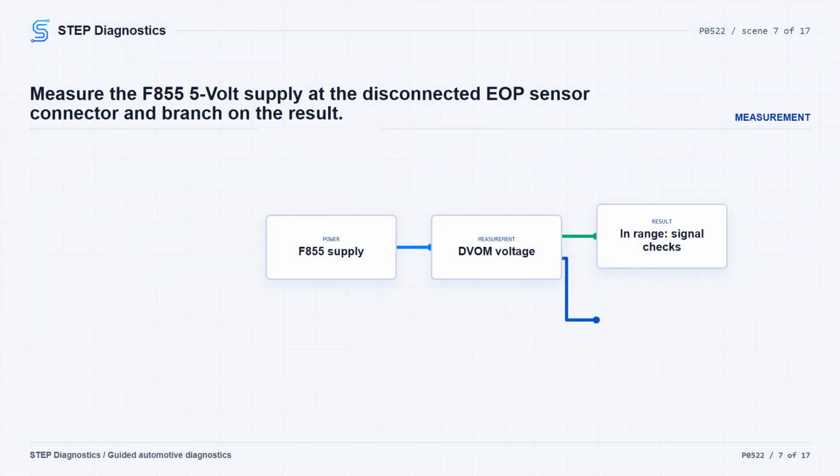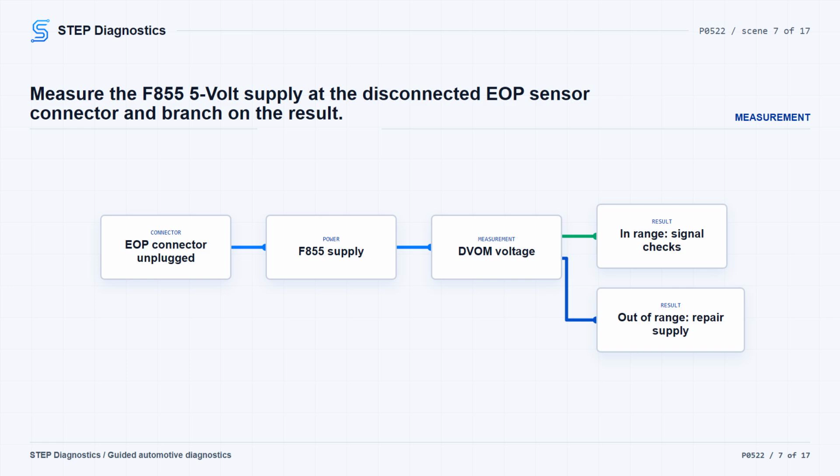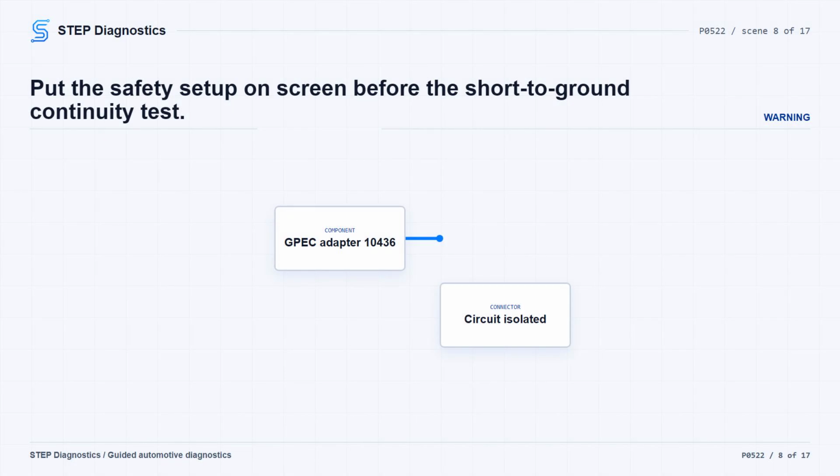With the EOP sensor connector disconnected, measure voltage on the F855 5-volt supply circuit at the sensor connector. The expected range is between 4.9 and 5.1 volts. If the voltage is in that range, go on to the signal circuit checks. If it is not, repair the F855 5-volt supply circuit for an open or short to ground, then verify the repair. Next, isolate the EOP sensor G6 pressure signal circuit and check it for a short to ground.